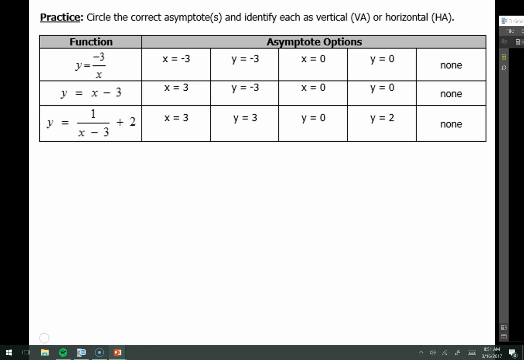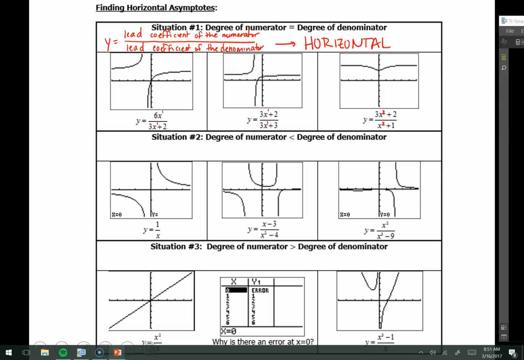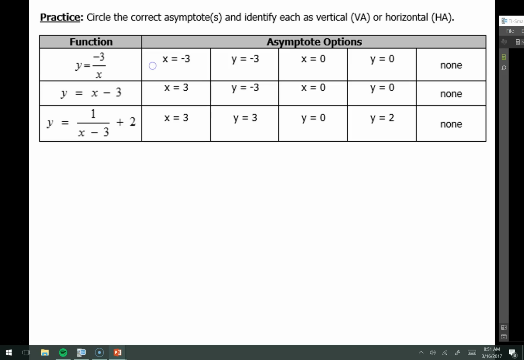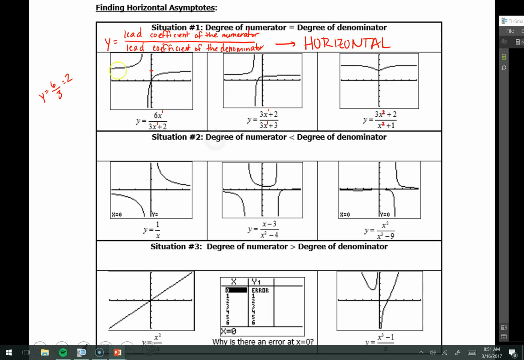Okay, so if we look at those three examples there, you can see that because the degree is equal on top and bottom, the lead coefficients are 6 divided by 3. And 6 divided by 3 is 2. And if we look at our graph here at y is equal to 2, we have a horizontal asymptote. Now, I do want to point out here that these are screenshots from a calculator, and calculators are not going to draw the dotted line. You have to be able to identify the vertical and horizontal asymptotes if there is one.